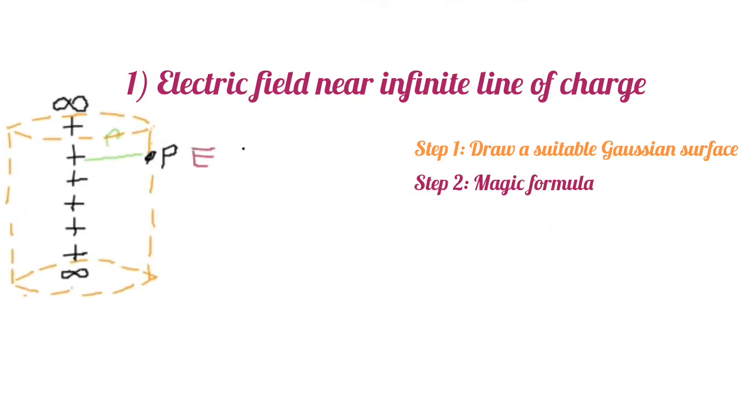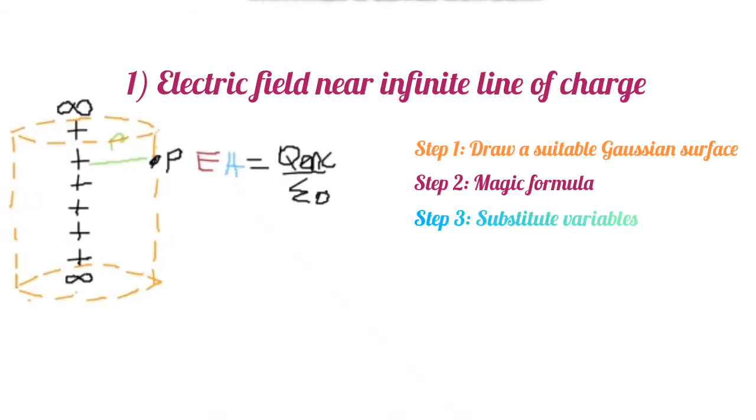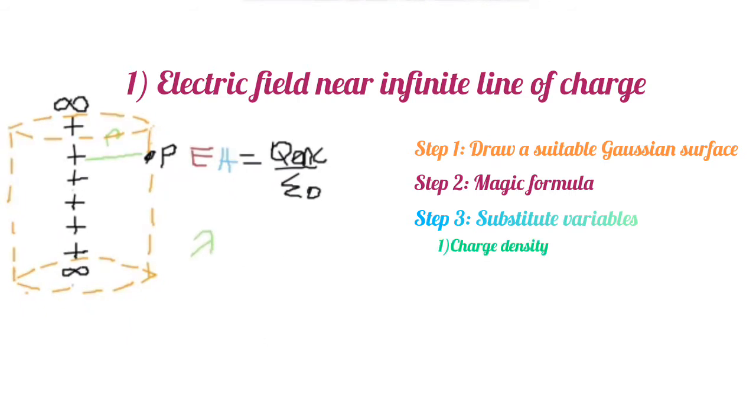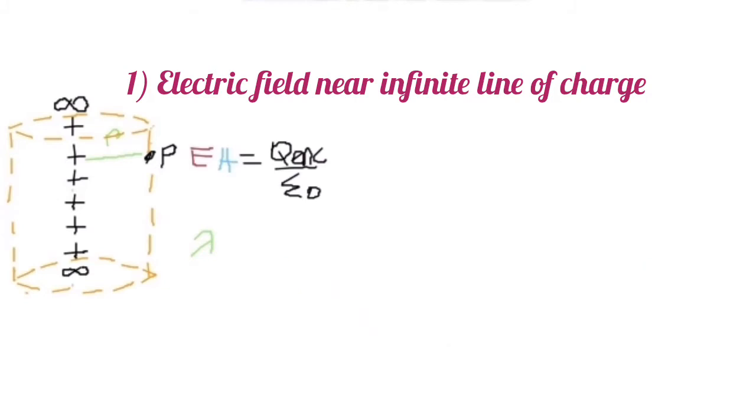Step 2. Write down the magic formula. Step 3. Substitute your variables, keeping in mind 2 things. 1. You'll come across a new term called charge density, because we'll be dealing with continuous charge distributions, not just point charges. And 2. Don't forget that the area is a vector and it needs to be in a particular direction. The normals of the area need to be parallel to the electric field. Resolving it accordingly would give EA cos theta. With that in mind, let's substitute.